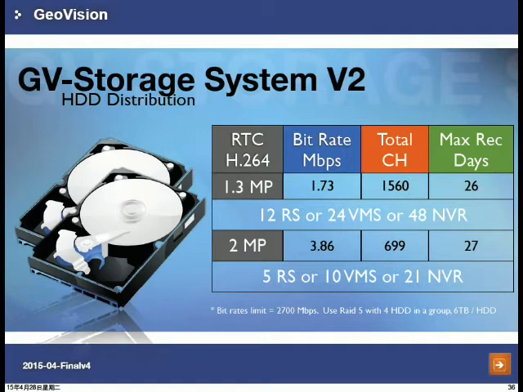And if you use 2 megapixel cameras and the average bit rate is 3.86, you will get a total of 699 channels, and the maximum recording time will be 27 days. Under this test situation, you will have 5 recording servers, 10 VMS, and 21 NVR. This is the actual result our FAE got.